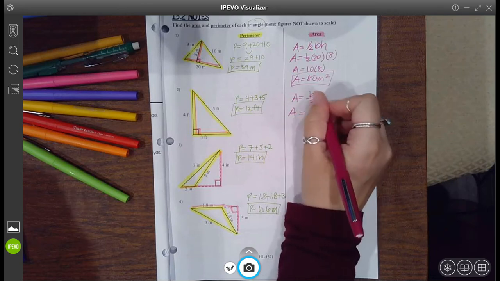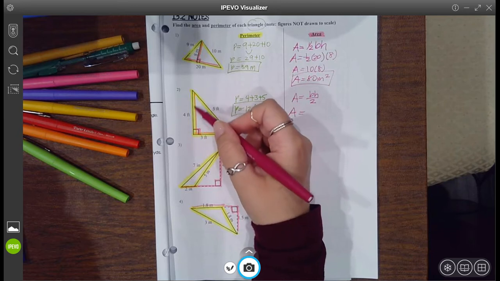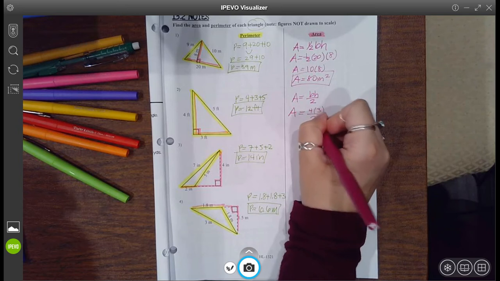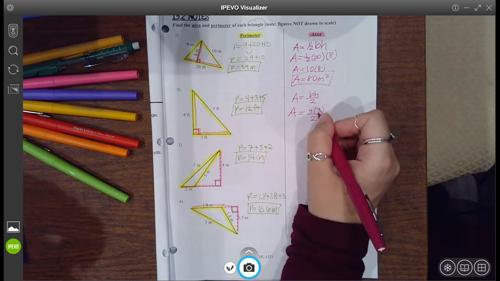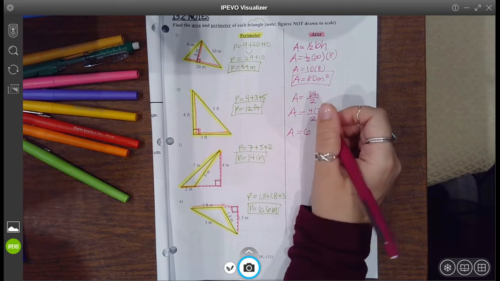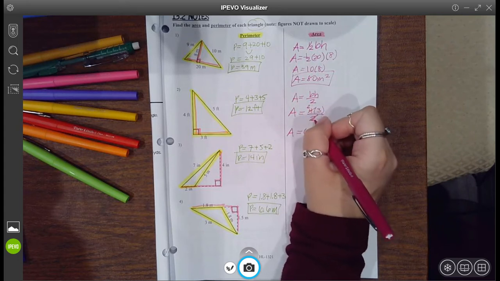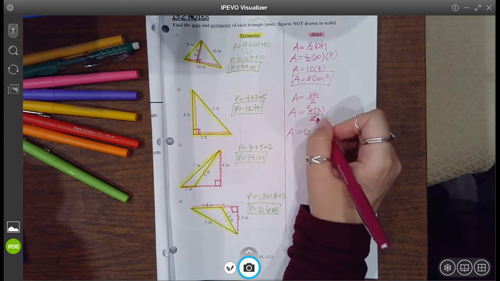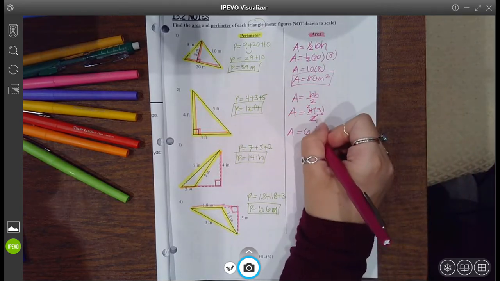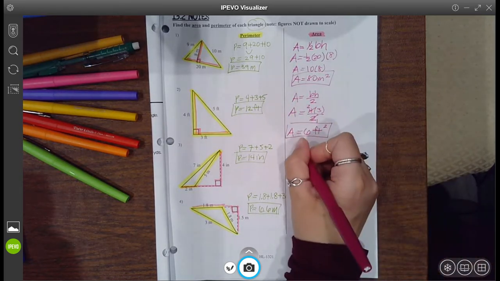All right, base times height for this one. Your base is 3, your height is 4, because that box connected your height and your base. 4 times 3 divided by 2. Well, 4 times 3 is 12. 12 divided by 2 is 6. Or you could have reduced it here. You could have taken 1/2 of 4. 1/2 of 4 is 2, and 1/2 of 2 is 1. So 2 times 3 is 6, and 6 over 1 is 6. Either way you wanted to do it, you still should have gotten 6 feet squared. Area is always squared.